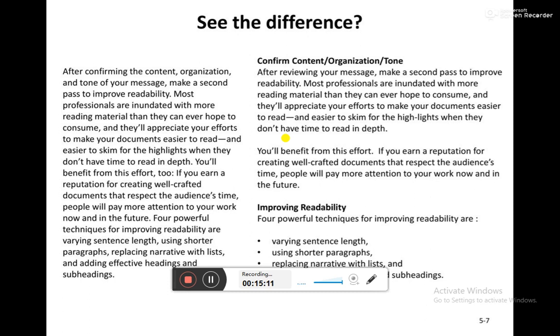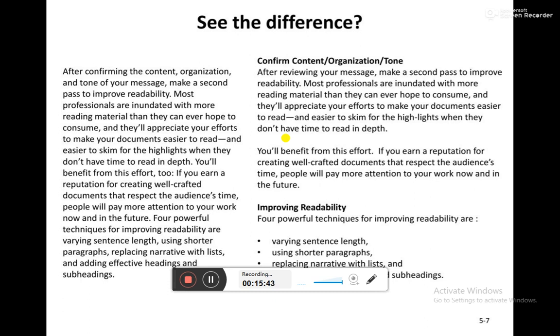So confirm content, organization, and tone as well. After reviewing your message, make a second pass to improve readability. Most professionals are inundated with more reading material than they can ever hope to consume, and they will appreciate your efforts to make your documents easier to read.